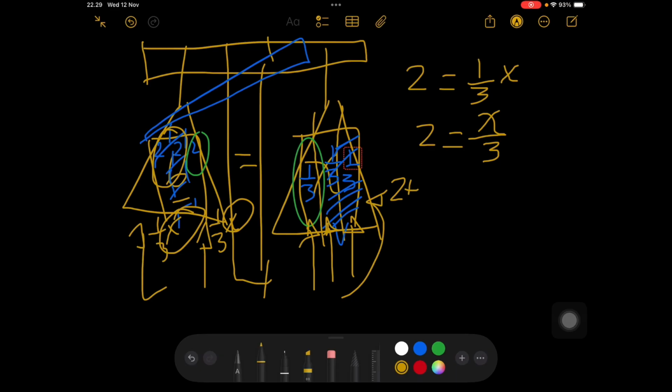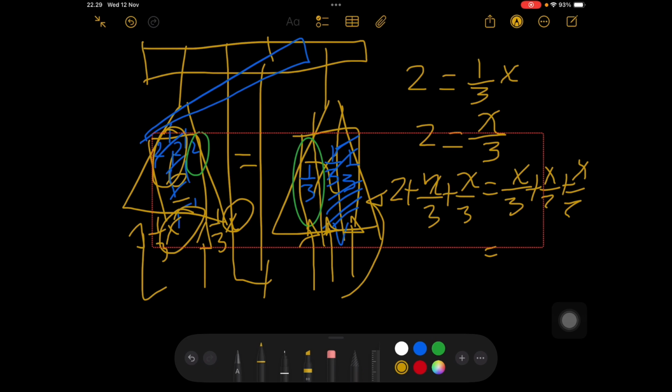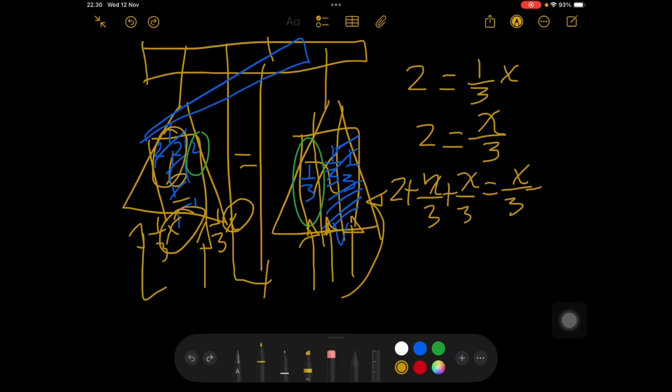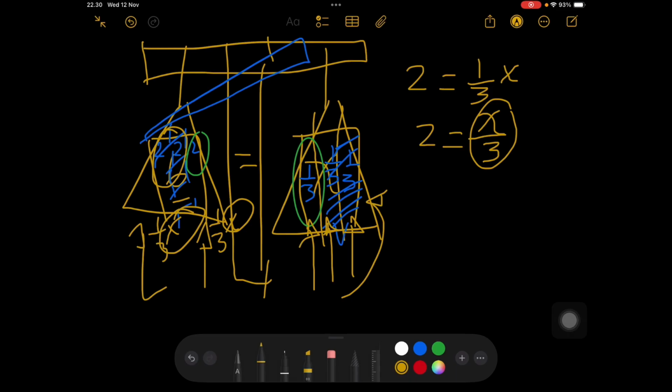It will be like this: 2 plus 1/3 of x, 1/3 of x equals 1/3 of x, 1/3 of x, 1/3 of x. Then this will become 3x over 3, right? But then we'll have x again on the left side. So instead, since 1/3 of x plus 1/3 of x plus 1/3 of x is adding 1/3 of x for 3 times, we may just want to multiply this x over 3 by 3.